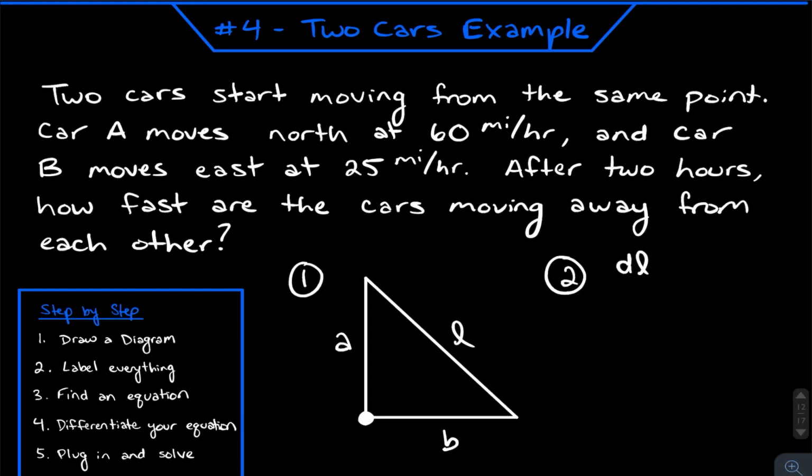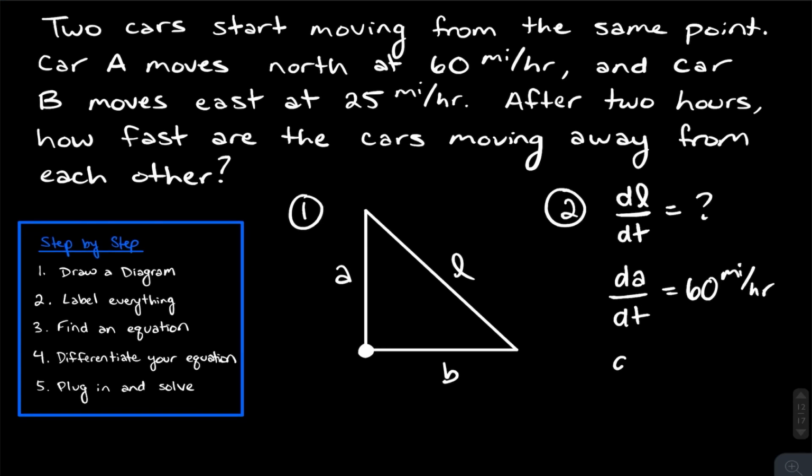Well, hopefully I made it known that dL/dt is what we're trying to find here. We're trying to find how the length of that hypotenuse is changing in time. Car A is moving north, right? So that's exactly what dA/dt is. It's how fast the car is covering distance, right? So that's 60 miles per hour. And then you have dB/dt. That's how fast car B is moving.